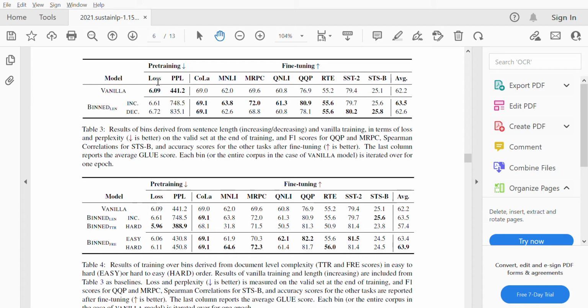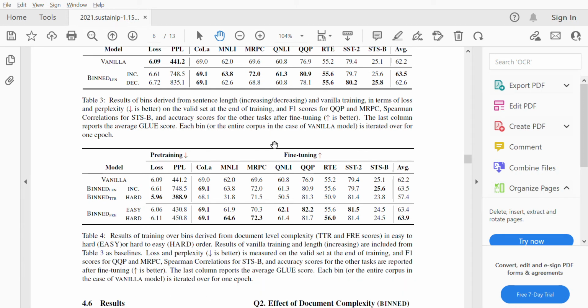You can see some cases in which the decreasing model also performs relatively well, but it's never too significant relative to that increasing case. In Table 4, we're looking over the training when we're deriving bins based on document level complexity. So that's like what grade level score it is, or that NEAT calculation I shared before. And the results here are a little more mixed in terms of what is the best approach.